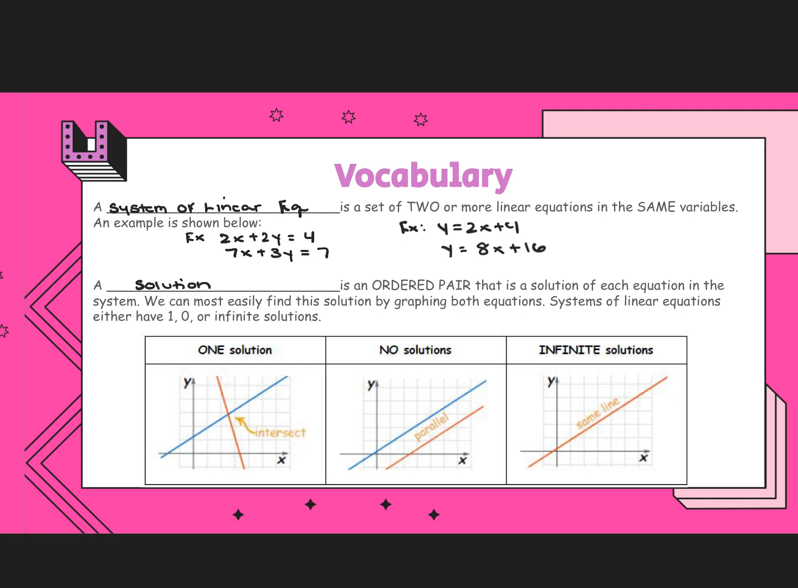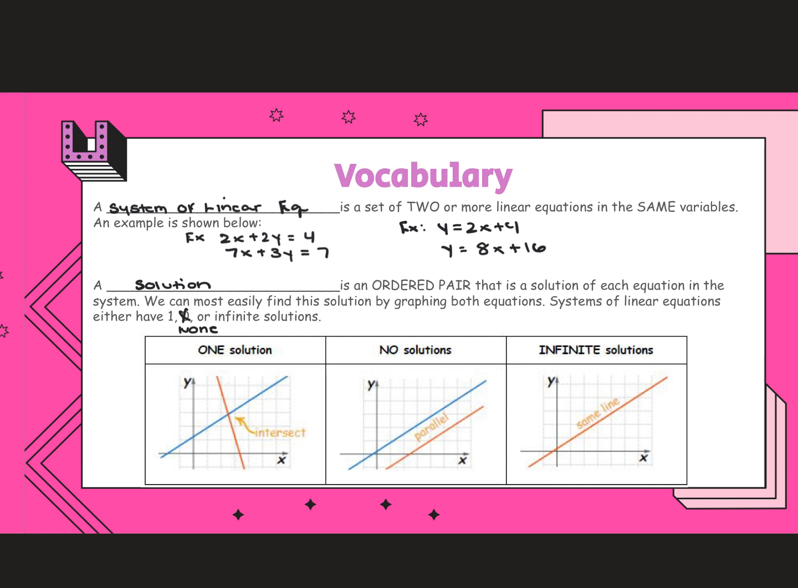All right, so a solution is an ordered pair that is a solution of each equation in the system. We can most easily find the solution by graphing both equations. Systems of linear equations either have one, I don't like to say zero, I like to say none, or infinite number of solutions. So here's an example below of what the three solutions look like graphically.